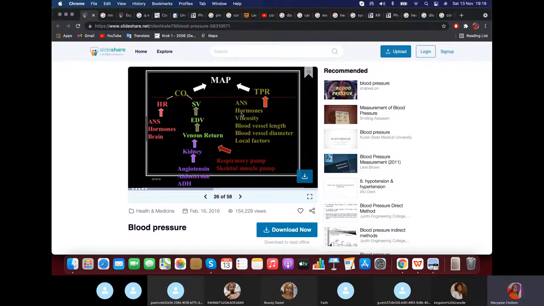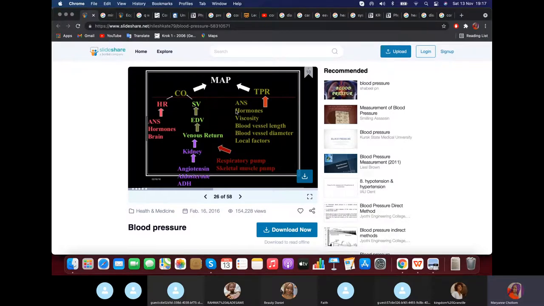So of course, if you have activation of your autonomic nervous system, so you're sympathetic, it will cause vasoconstriction. If you have vasoconstriction, the diameter of the vessel is smaller, so it's harder for blood to move. So that will cause an increase in diastolic pressure. Viscosity too: the blood is very thick, it will be harder for it to move through the blood vessel. Also increases the total peripheral resistance.